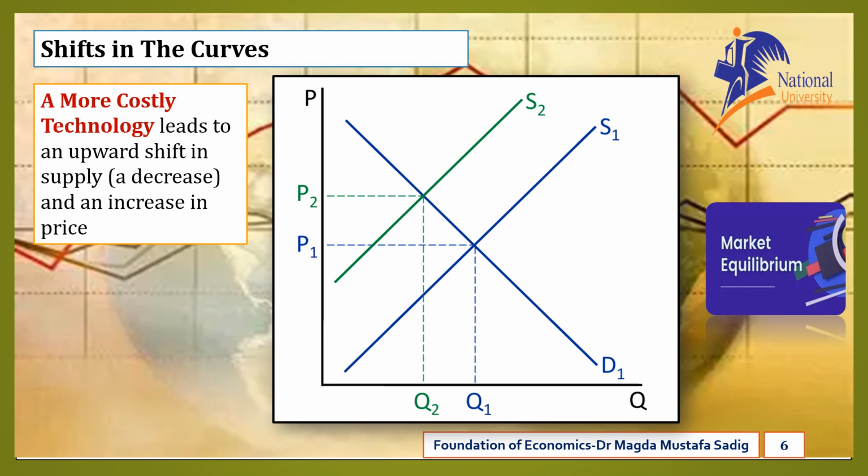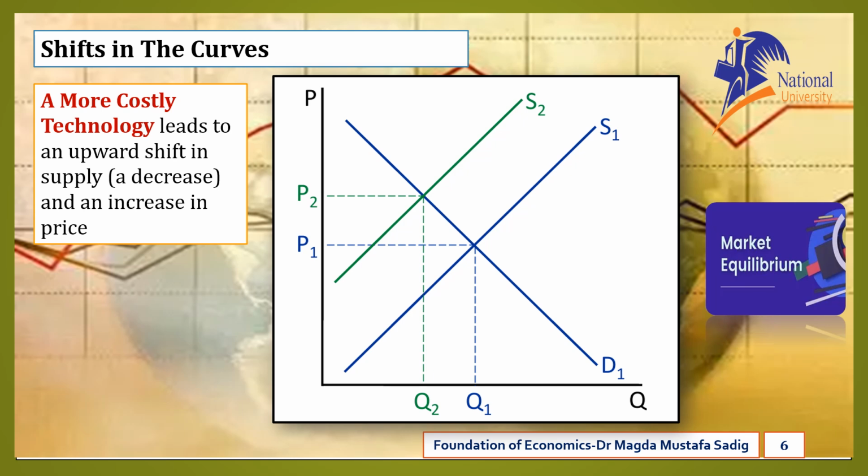So we have a new equilibrium at P2, Q2. As a result of the shift from S1 to S2, there is a new equilibrium at point P2, Q2. So at the new equilibrium, the price increases from P1 to P2, and the equilibrium quantity decreases from Q1 to Q2.